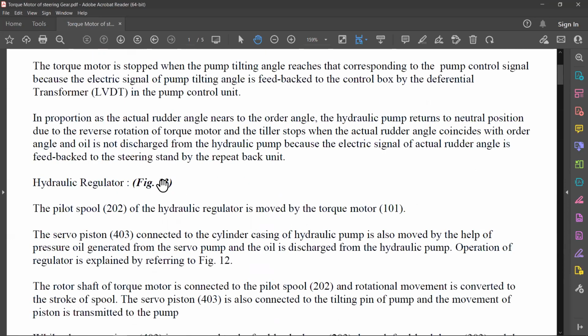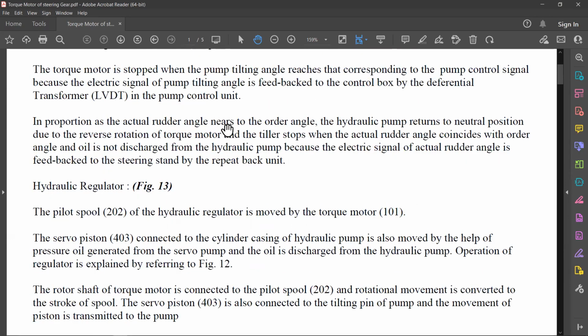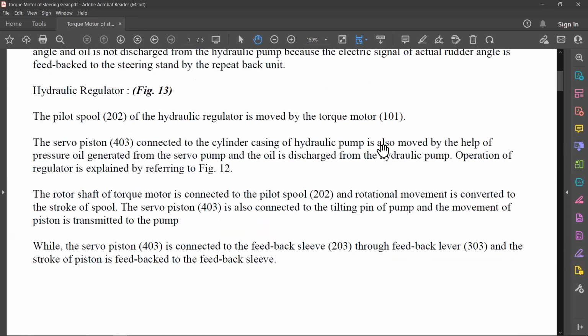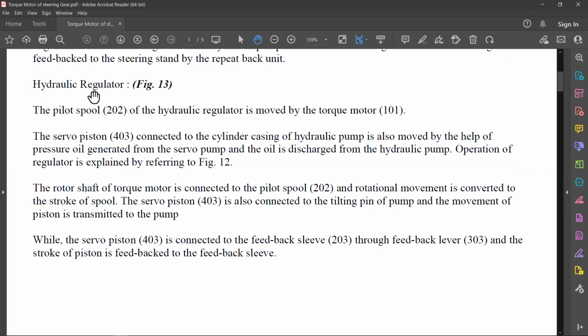So what you have is proportional to the rudder angle. Basically, the idea is that until the angle desired from the bridge is received, the top motor will keep on pushing this entire hydraulic regulator. Okay, so let's talk about the hydraulic regulator now.